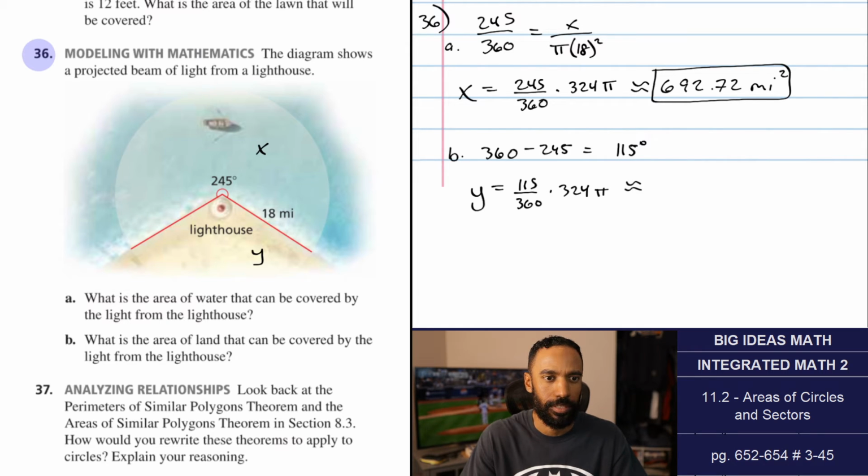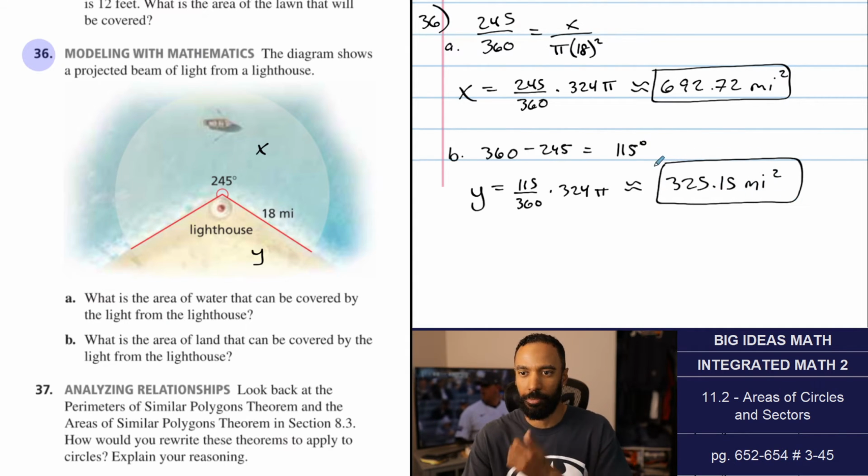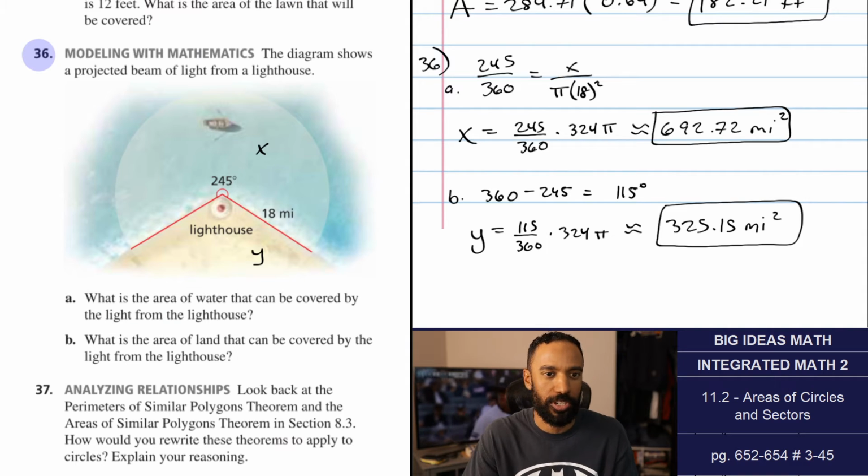115. So this isn't very thought-provoking. It's just kind of doing these things. 325.15 square miles. I hope I'm not making any little mistakes on something I type in, or misinterpreting the question, but that should be good.